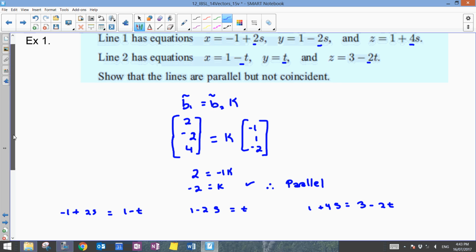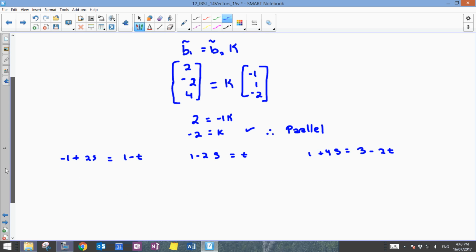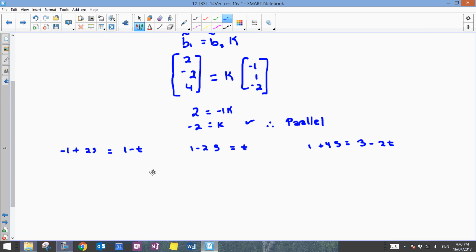All right, so go ahead and pause here. Try to solve these three simultaneous equations for s and t, and note that it's not going to work out as you would think it would. So you're not going to find a t or an s that will make these three equations true. Go ahead and pause here and try it, and then you can check with my work as well.